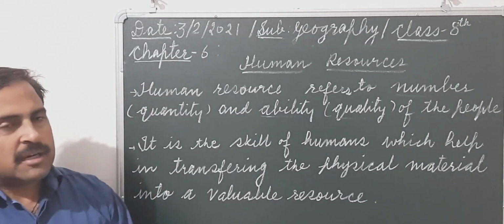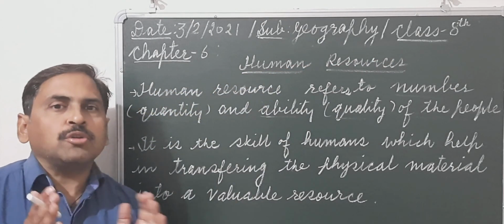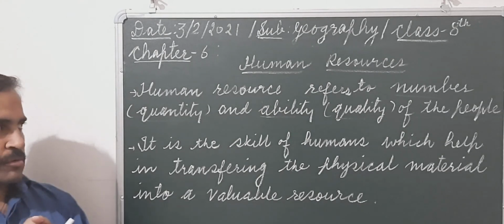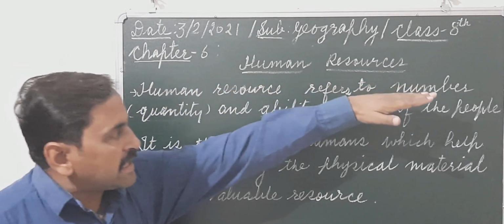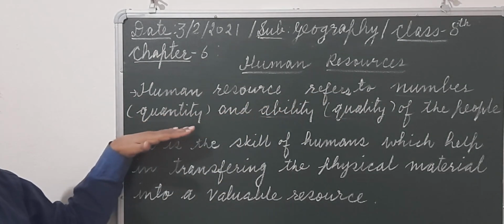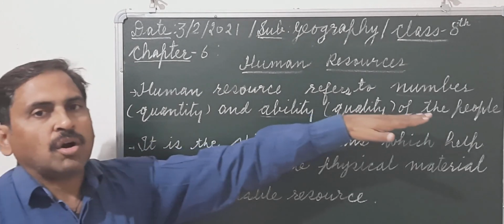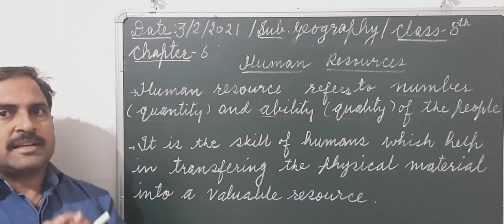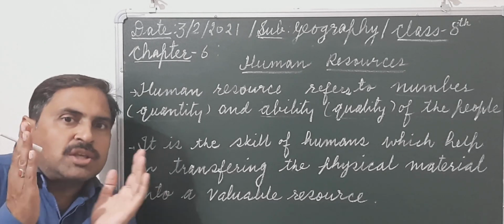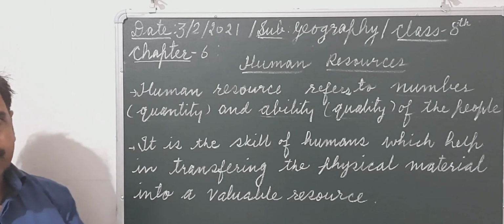Today we are beginning a new chapter, Human Resources. What do you mean by human resource? Human resource refers to the number, that is the quantity, and ability, that is the quality of the people. Now the question arises, why are humans also considered as a resource?